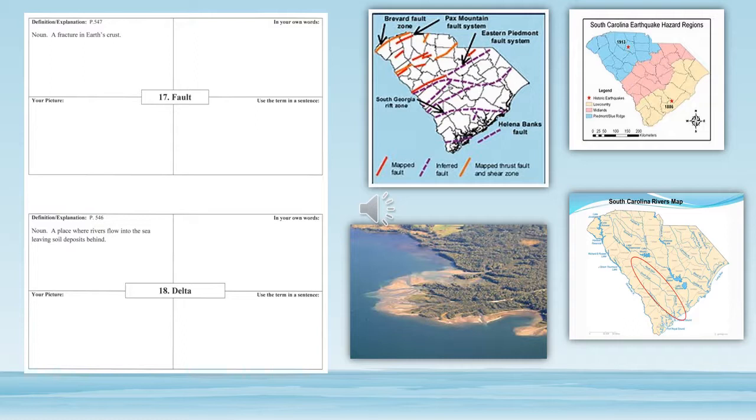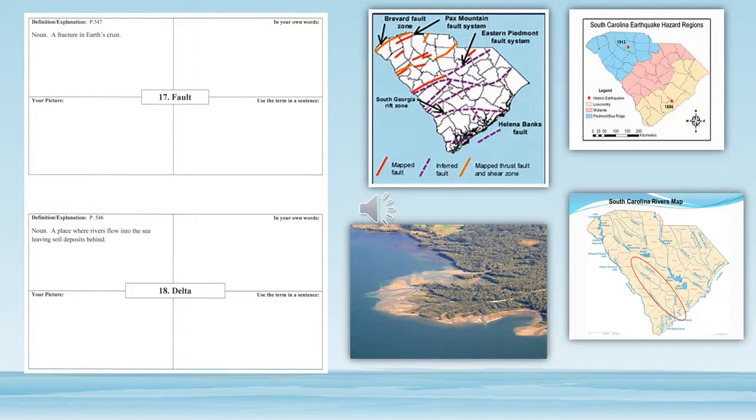Our next word, number 18, is delta. Delta is a vocabulary word that I just associate with two places. One is the Mississippi Delta in Mississippi, and the other is in Egypt, in the Nile River Delta area. And basically, a delta is just where the rivers are flowing out into the ocean.